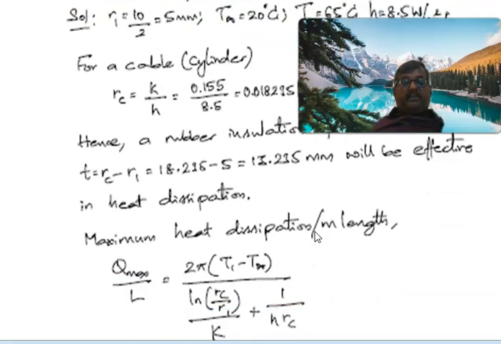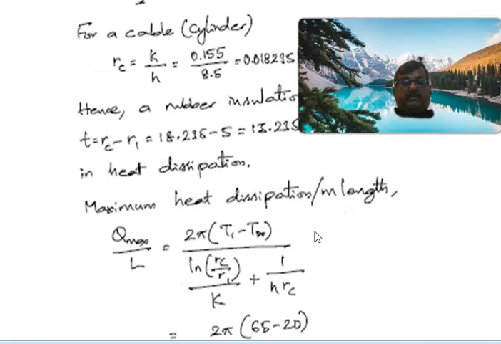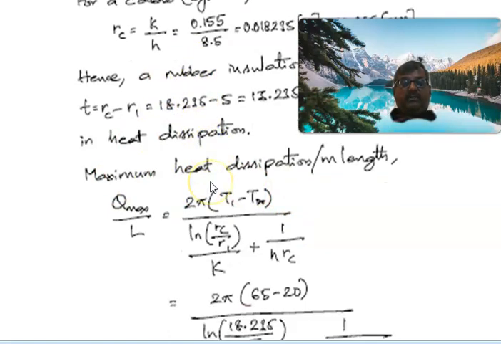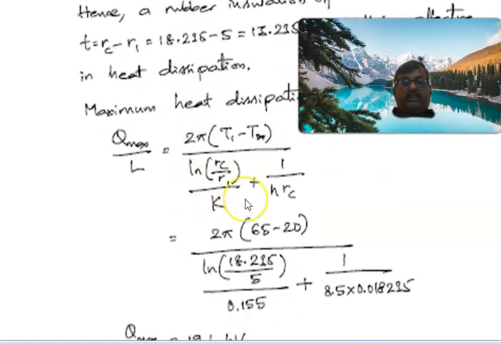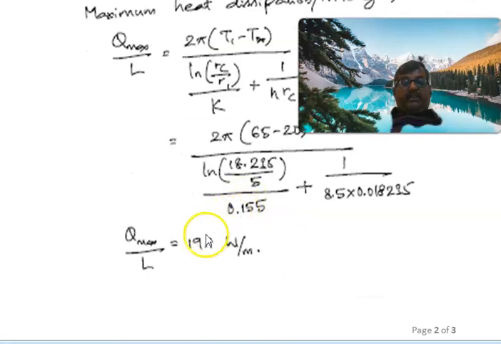Maximum heat dissipation per length is found out here. Q max by L is equal to 2 pi. We already know this formula from the previous problem we solved. Once we solve it by substituting the values, we get 19.1 watts per meter length. Heat transfer per length will be 19.1 watts per meter.